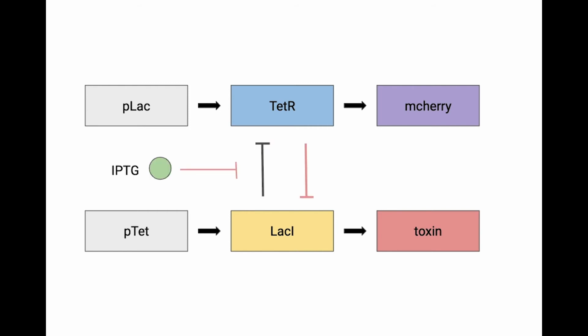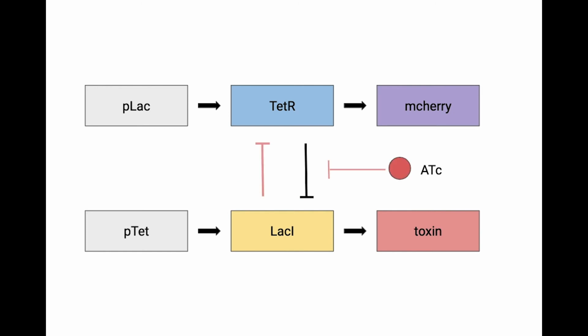However, things become interesting when we add specific biomolecules. Let's say we're originally in the LAC-I state and we're producing some toxin. Because LAC-I is being expressed, it will repress TET-R. However, if we add IPTG to the system, it will repress LAC-I. And without LAC-I being able to repress TET-R, TET-R will now be able to be expressed and repress LAC-I, which will stop the toxin from accumulating and instead production of mCherry will begin.